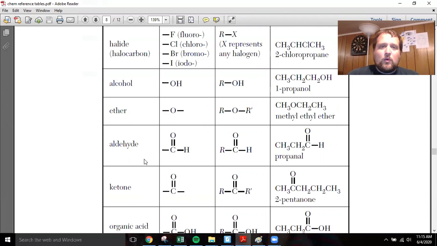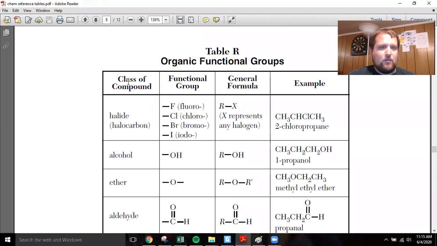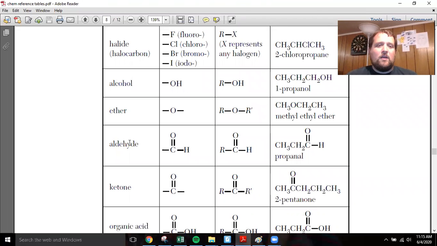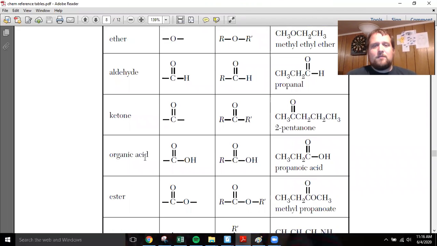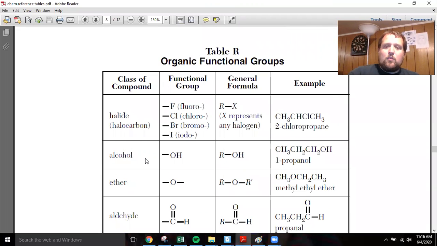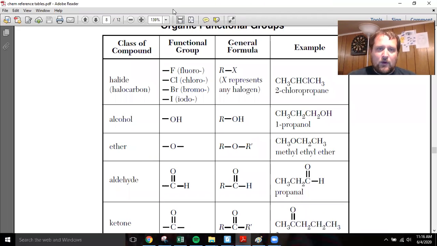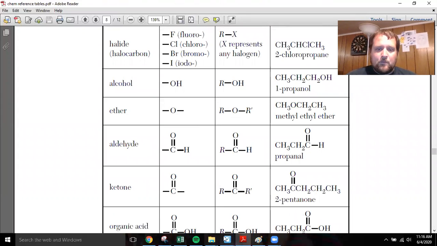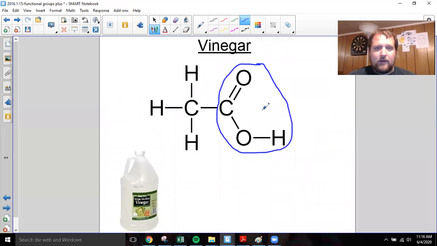So the way this table works, you have the name of the class, like we have alcohols, ethers, aldehyde, ketone, organic acids, etc. And then probably the two most important sections are this functional group and then also the examples. And we'll get to how we'll use those in just a second. All right, so vinegar has a functional group.